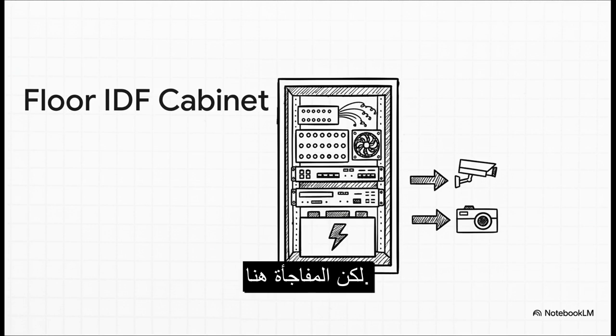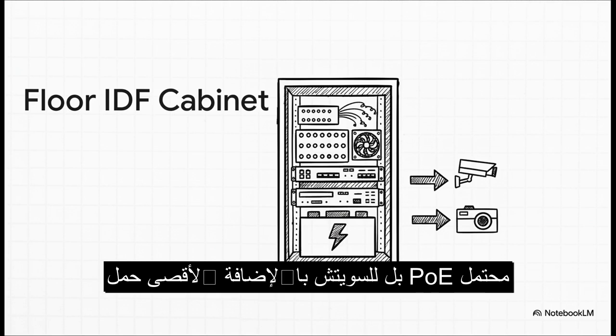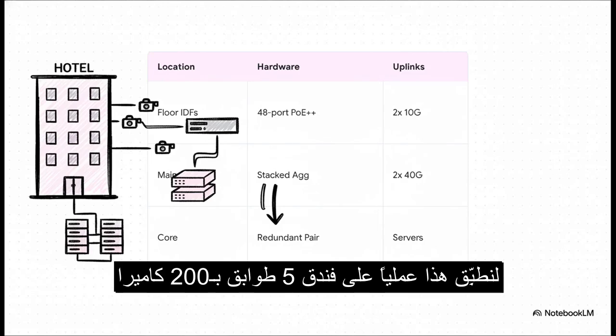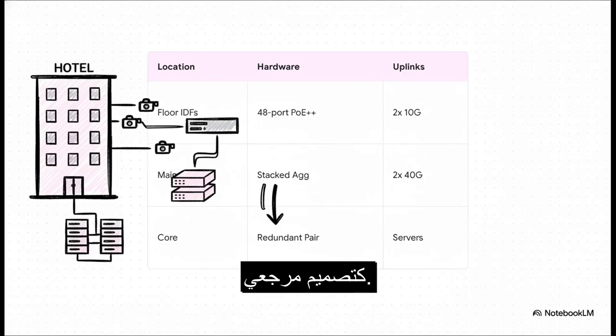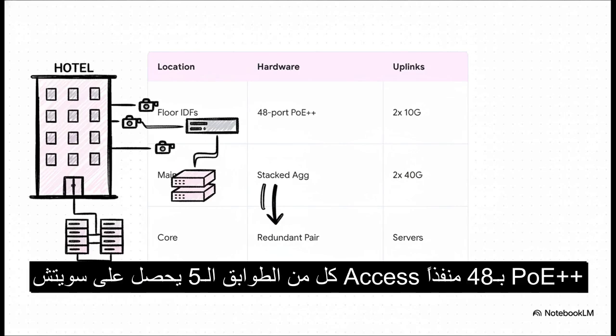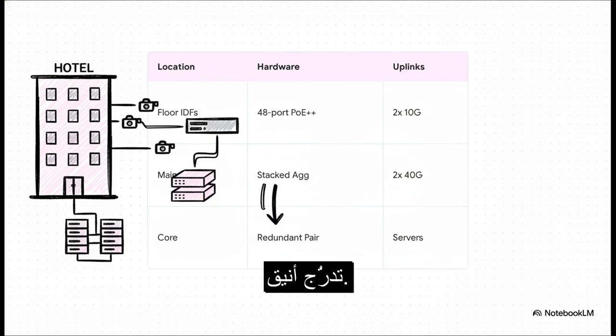But here's the kicker. Your UPS must be sized not just for the switch itself, but for the switch plus the maximum potential PoE load of every single attached camera. Let's apply this practically to a 5-floor, 200-camera hotel reference design. With an average of, say, 40 cameras per floor, each of those 5 floors gets a 48-port PoE+ access switch with dual 10-gig fiber uplinks. It's a really elegant progression.